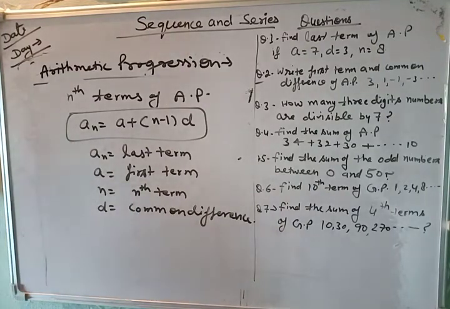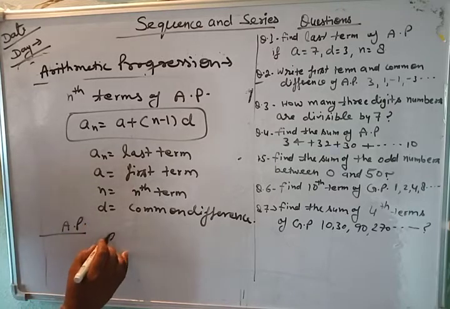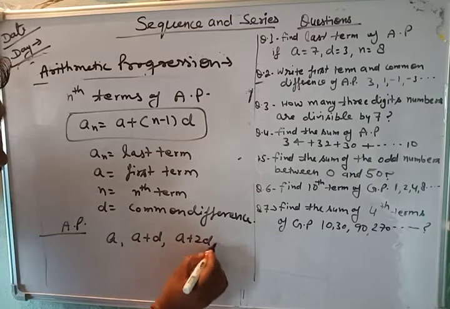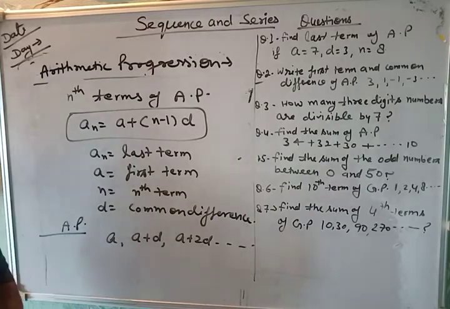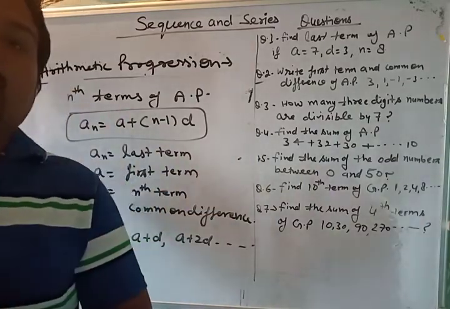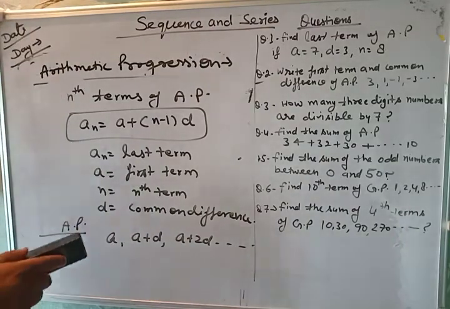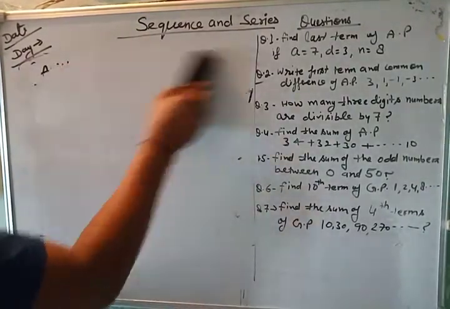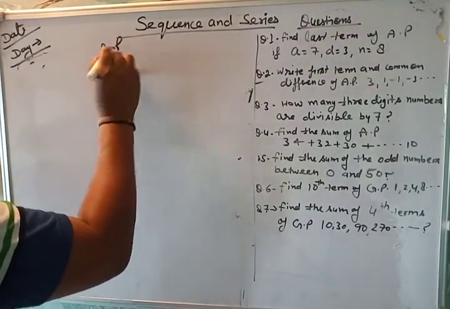So now, otherwise if we take an AP series, the first term is a, the second term is a plus d, the third term is a plus 2d, and continuing this way it makes an arithmetic progression series. Now we will do some questions about this. First question is there. Now we are solving AP series questions.